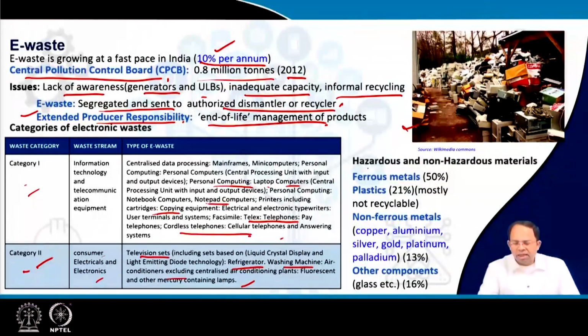Overall, there are a lot of hazardous and non-hazardous materials present in this kind of e-waste. Rough estimates are that around 50% is ferrous metals, and 21% is plastic, which is mostly not recyclable kind of plastic. If you melt it, it will lead to a lot of emissions. Then non-ferrous metals such as copper, aluminum, silver, gold, platinum come to around 13%, and other components such as glass are around 16%.